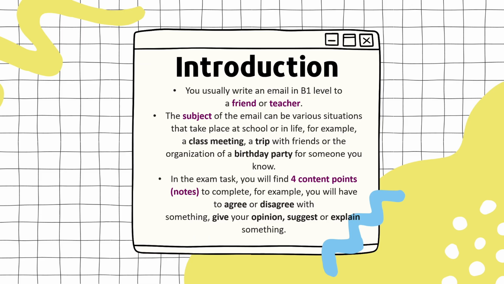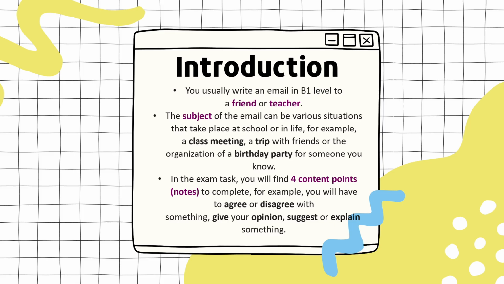So you usually write an email in B1 level to a friend or teacher, meaning that the level is not that high but is appropriate enough for your level. Okay, and the subject depends on the situations, whether it is school, in a college, in a university, or in life, in work. For example, is it for a class meeting, or maybe a trip with friends, or an organization of a birthday party. So for our assessment, you will find 4 content points or notes to complete.